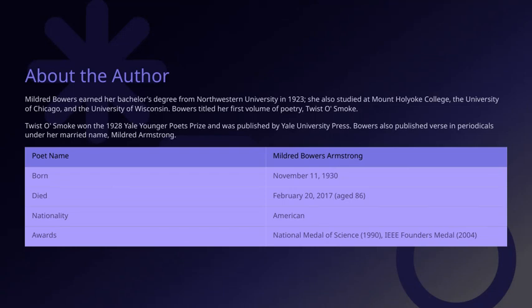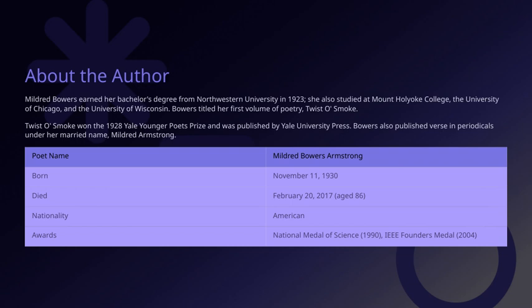Let's take a closer look at Mildred Bowers Armstrong, a notable figure both in the world of poetry and science. She was born on November 11, 1930, and lived until February 20, 2017, reaching the age of 86. She was proudly American and received some prestigious awards during her lifetime, including the National Medal of Science in 1990 and the ICSE Founders Medal in 2004.